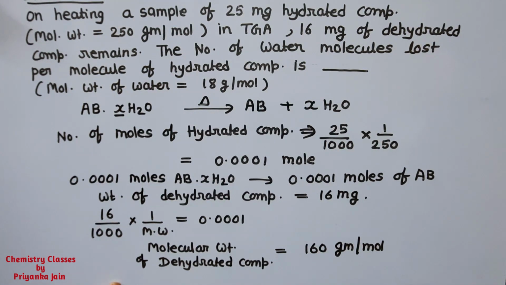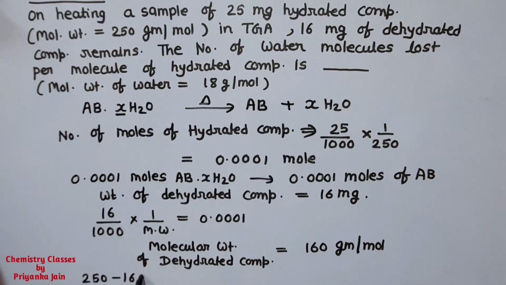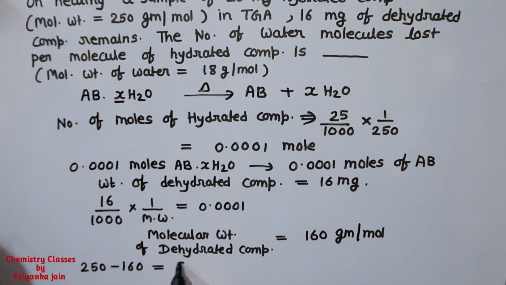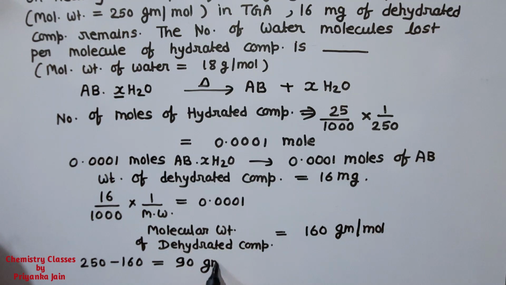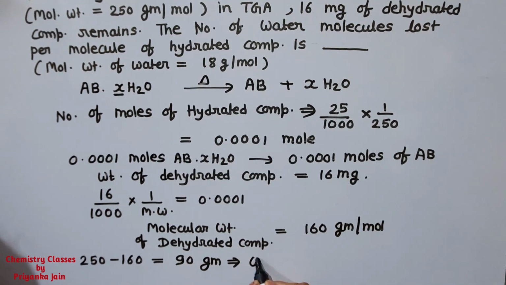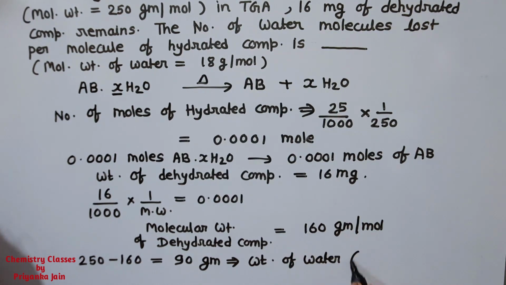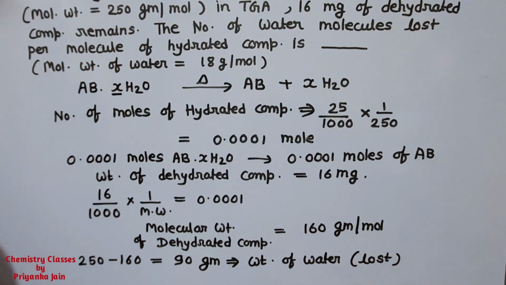Now we know the molecular weight of the hydrated compound is 250 grams per mole and the molecular weight of the dehydrated compound is 160 grams per mole. This difference, 250 minus 160, will be the weight of water, and this is 90 grams. This is the weight of water that is actually lost. Now we can convert it into molecules.